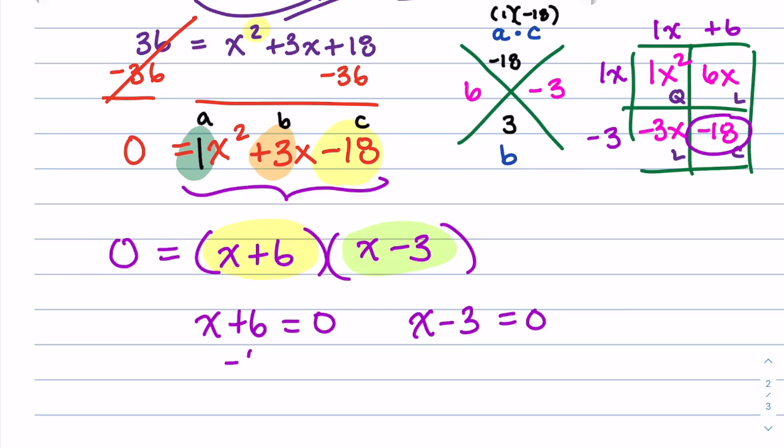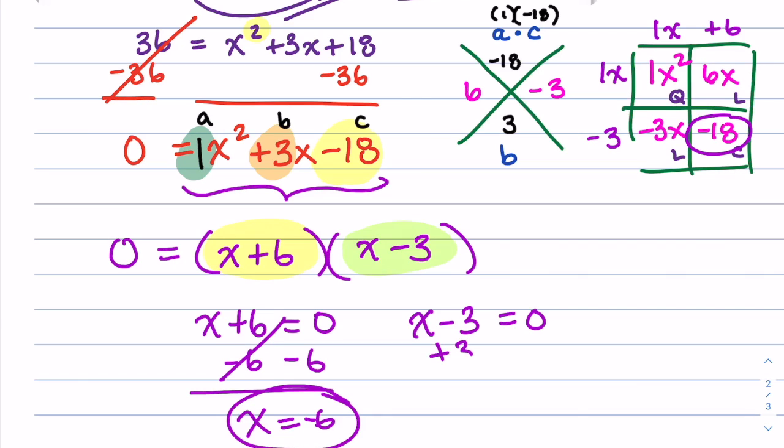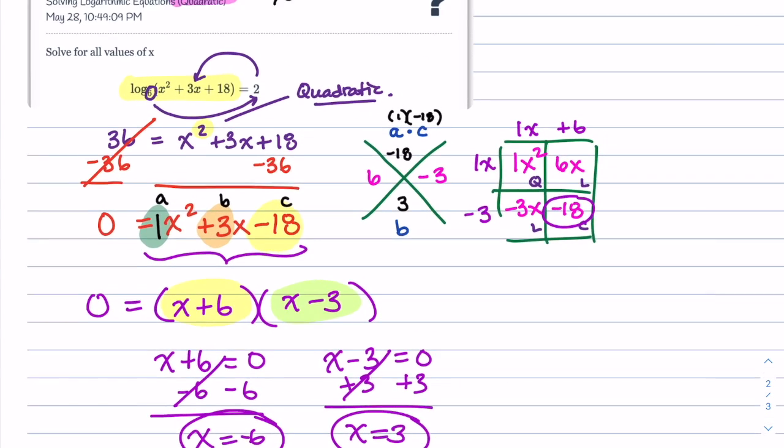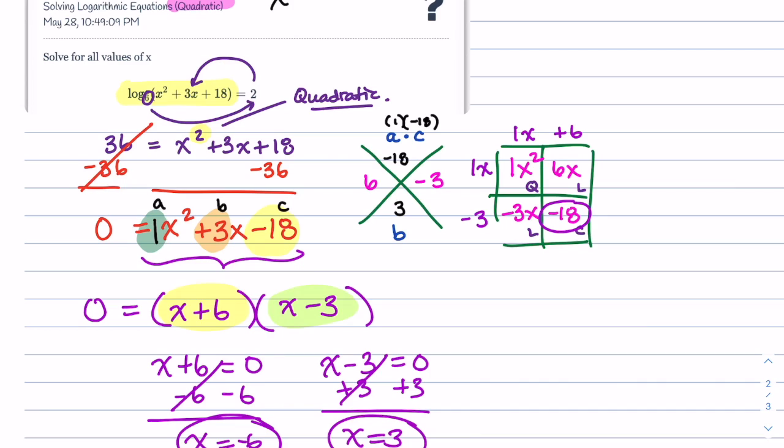If we set both factors equal to 0, this will give us minus 6 as one of the possible answers. And if I add 3, this will give us 3 as one of the answers. So that would be how we would solve for these solutions here.